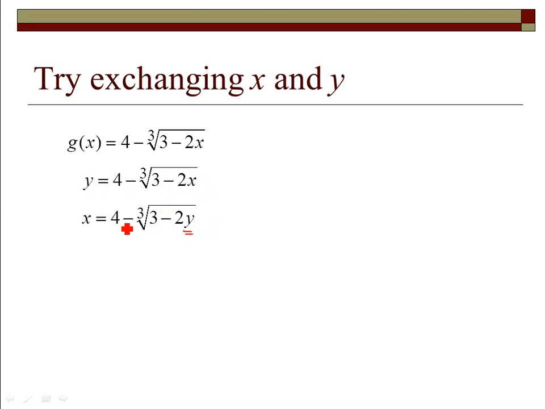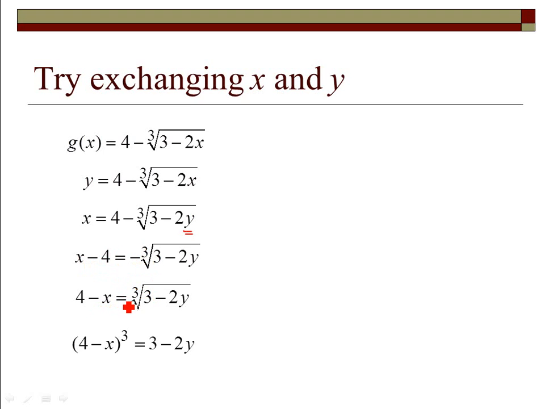So now I'm going to start looking at it. Well, the first step I'm going to do is subtract 4. Then I'm going to divide by negative 1 or multiply by negative 1. I need to get rid of this negative. Now when I multiply by negative 1, I'll get negative x plus 4. So what I'm going to do is rewrite this as 4 minus x. Next I'm going to get rid of the cube root. So I'll cube both sides. Then I subtract 3. Then I divide by negative 2.